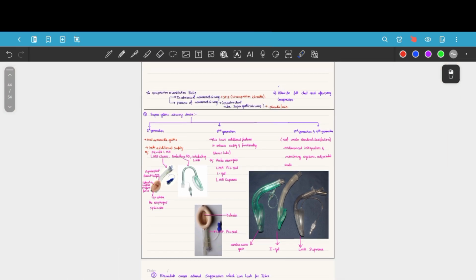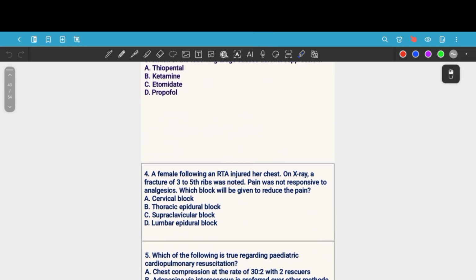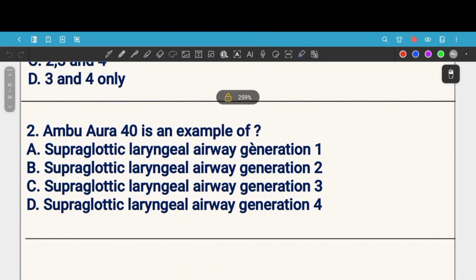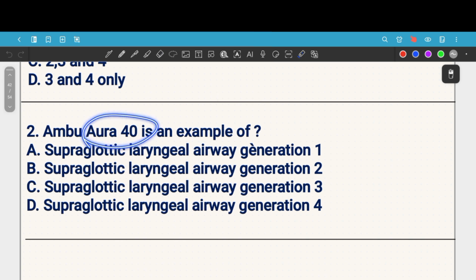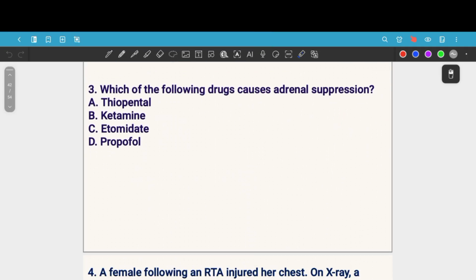Why I am stressing on the examples is because they will ask the examples. It's very important in both NEET and INI. So please know the examples of LMA generation 1 and generation 2. Hence, here the Ambu 40 is a generation 1. Why 40? 40 means it can be reused 40 times.